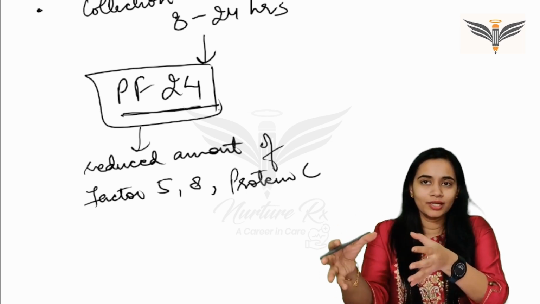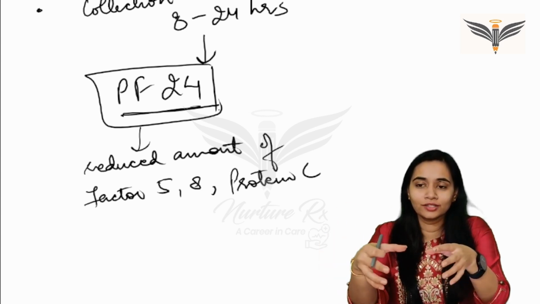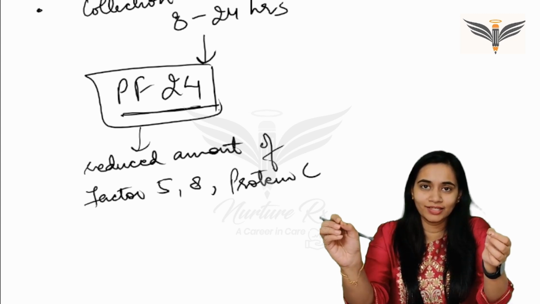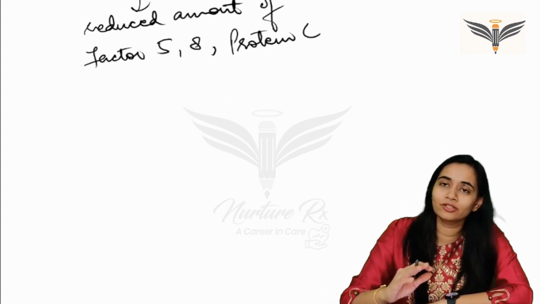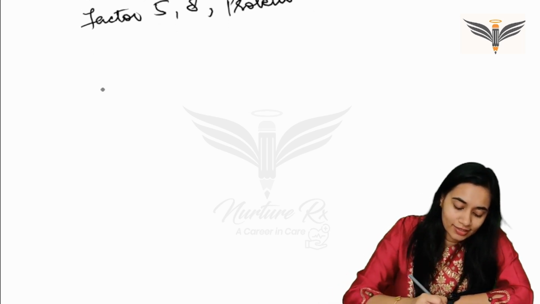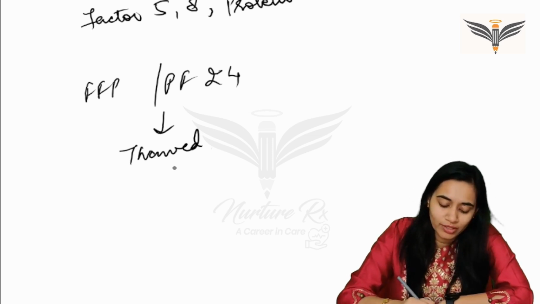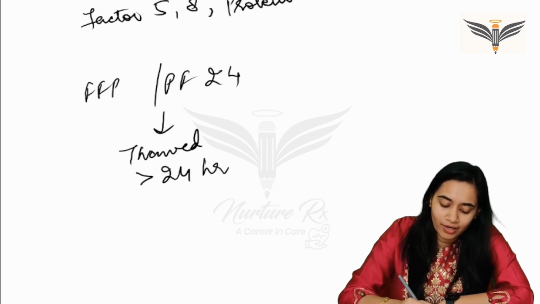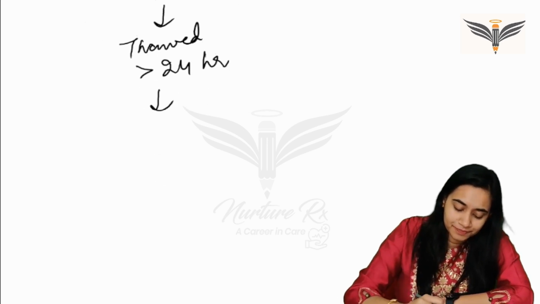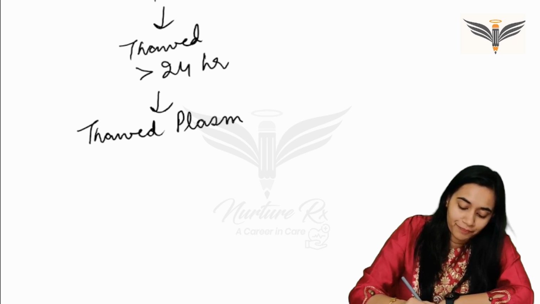Now they are stored, and when they have to be used, they are thawed. How are they thawed? They are usually thawed using a water bath at 37 degrees centigrade. Once it has been thawed, it is issued for the patient. Let's say this plasma, your FFP or your PF24, was thawed but was not issued for the patient for more than 24 hours. Now this becomes your thawed plasma.